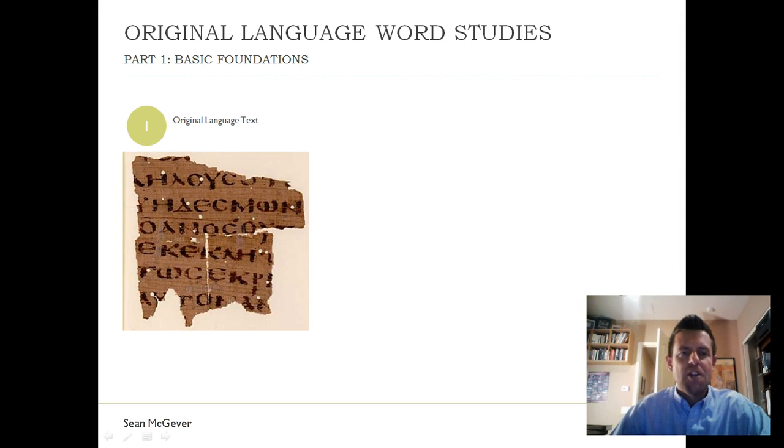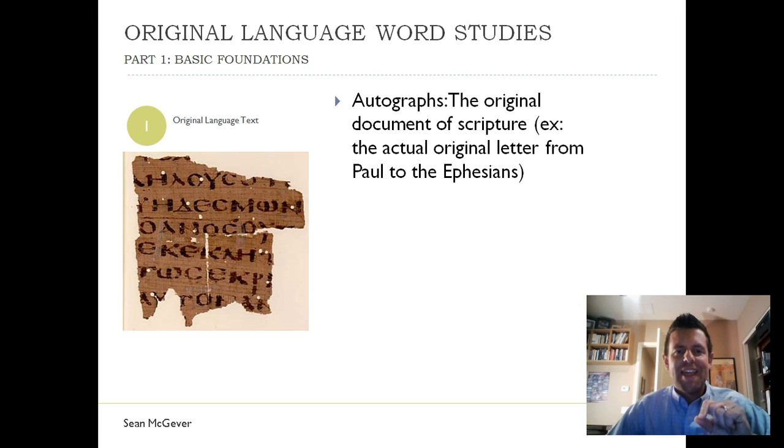So here we go. First off, when it comes to the original language text, it's important to know that there is only one copy that existed at any point in time of the original. That's called the autograph, the self-writing. If you could just imagine perhaps Paul writing on papyrus with his original pen, and writing that down, there's only one copy of that. And for all of the biblical documents, we don't have those. So what we have to do is to rely upon copies. So with the autographs, they don't exist.